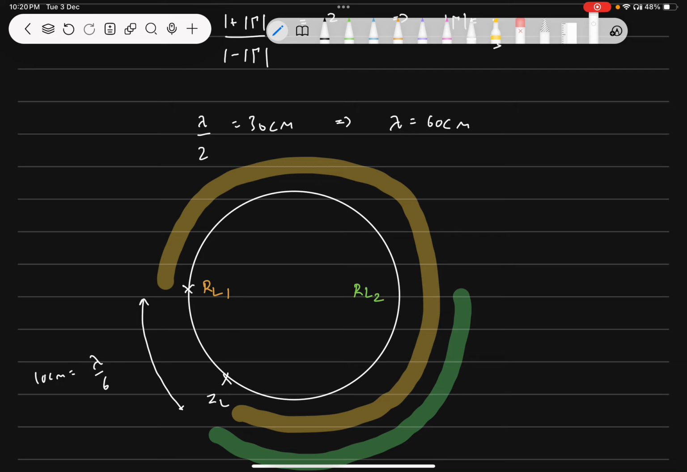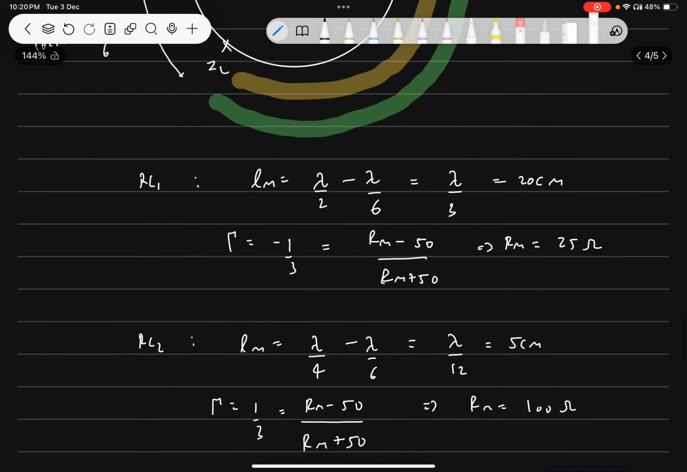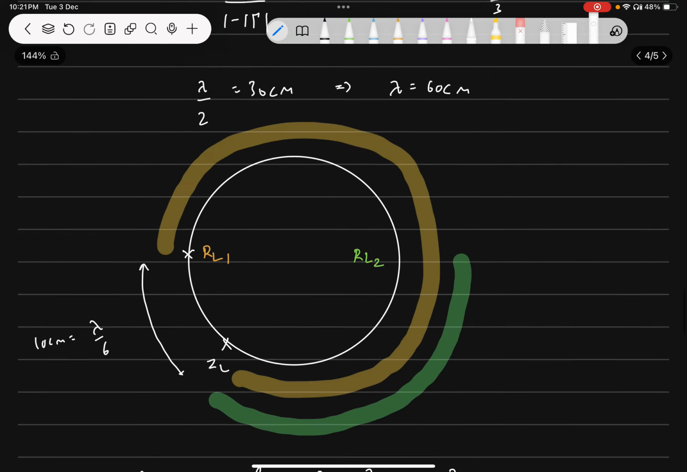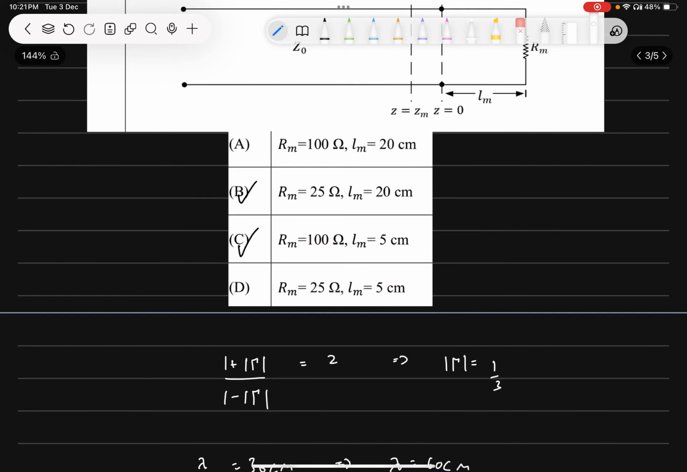So we are expected to have two values of Rm corresponding to RL1 and RL2, depicted in yellow and green. First of all, we have the reflection coefficient minus 1 by 3 and 1 by 3. The value of Rm is very easy to calculate because it is given by the expression of the reflection coefficient, which is ZL minus Z0 upon ZL plus Z0. We get the two values of Rm as 25 and 100, which appear in all four options here. We also wish to find the values of Lm.